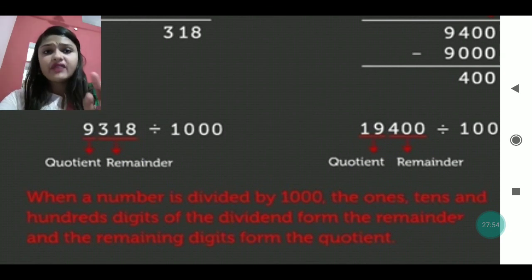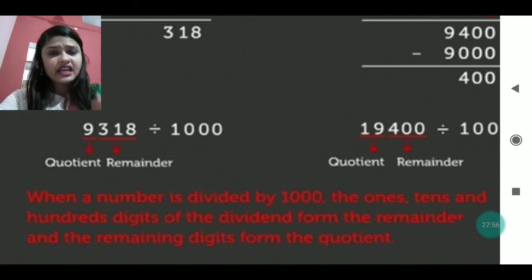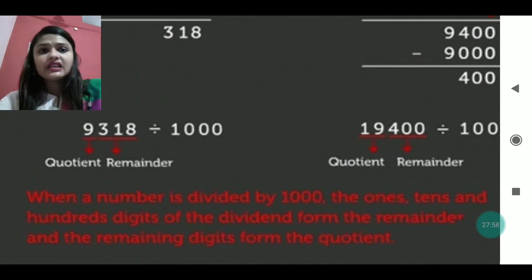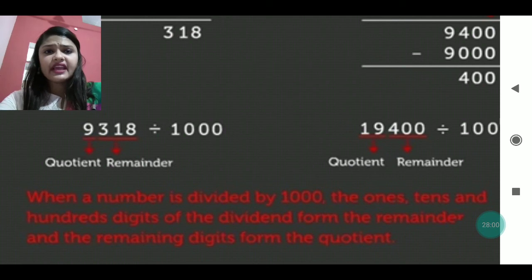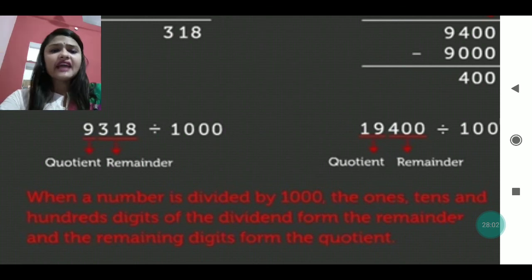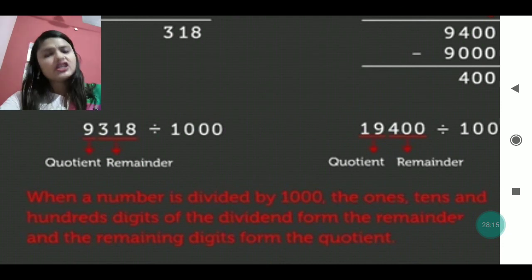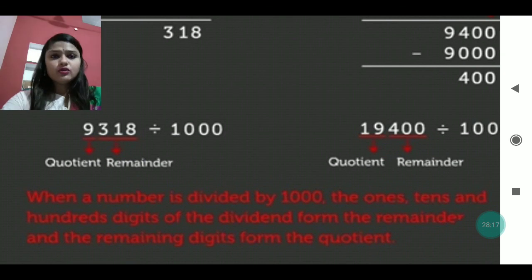Like when we divided 9318 by 1000, the last 3 digits, that is 318, became the remainder, and 9 became the quotient. In the same way, when we divided 19,400 by 1000, 400 became the remainder, whereas 19 became the quotient. So this is how we do the division by 10, 100 and 1000.